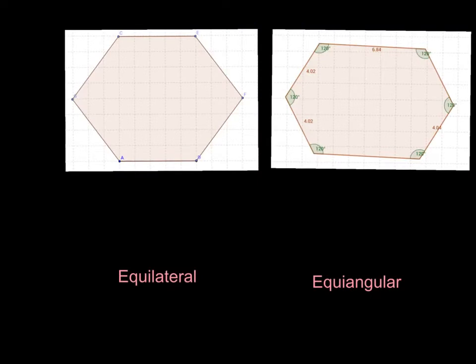Two more vocabulary words. These apply for all polygons. We have equilateral polygons. They have all congruent sides, and equiangular polygons, you can see, have all equal angles.